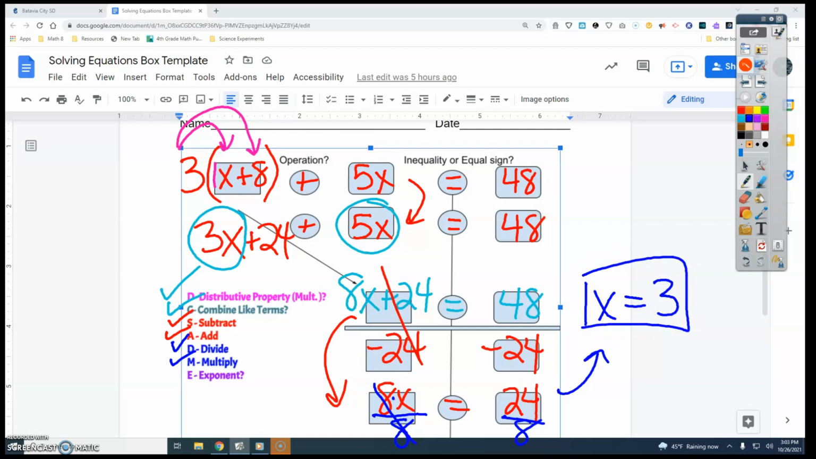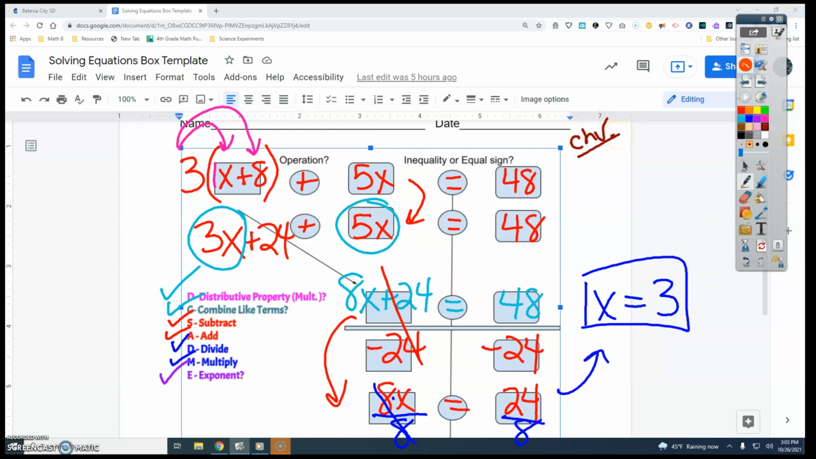Now, the last thing here in purple, we have exponents. Do we have any exponents here? We do not have any exponents to mess around with. So this is an automatic check. Okay? So, what I want to show you really quick, just for an added bonus, is a check over here.